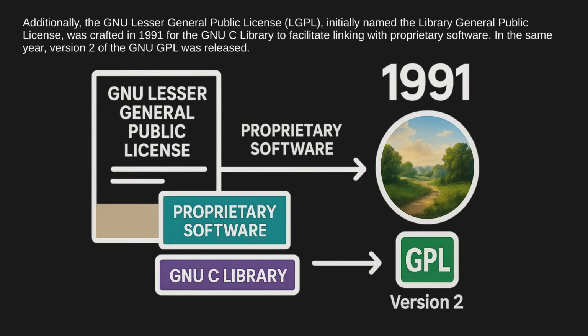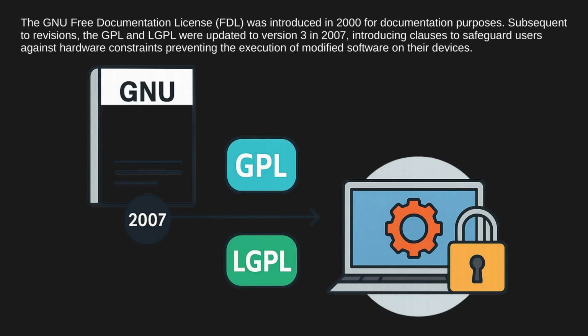Additionally, the GNU Lesser General Public License, LGPL, initially named the Library General Public License, was crafted in 1991 for the GNU C Library to facilitate linking with proprietary software. In the same year, version 2 of the GNU GPL was released. The GNU Free Documentation License, FDL, was introduced in 2000 for documentation purposes.